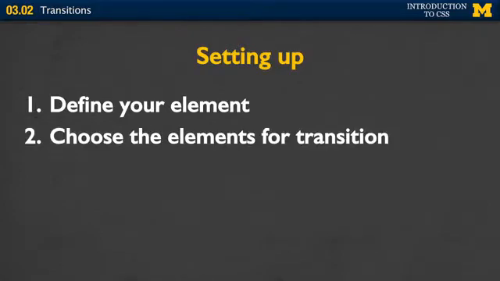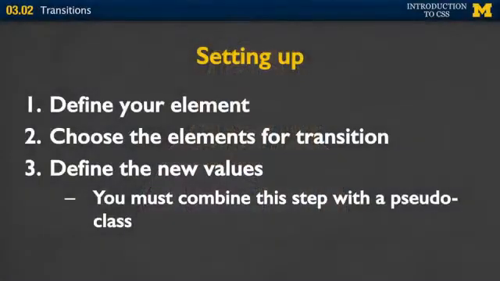Next, you want to choose which elements you want to transition. So you may have styled it with background color, color, width, and height. You don't necessarily want to change all of those things when you go into your transition. So pick the ones that you do want to change. Third, define the new values for those elements. And this is important. You need to combine this step with a pseudo class. It needs to be along with a hover or a focus or an active.